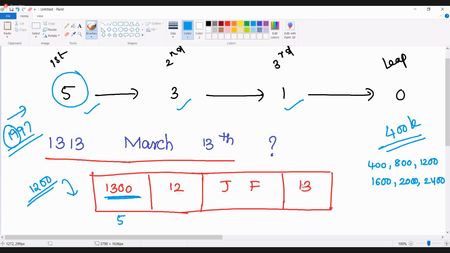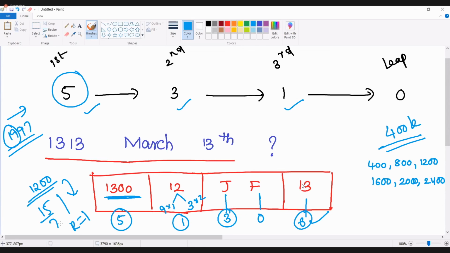So now 12 years are there. Now you know this calculation. 12 by 4, remainder is 3. This is 9. So 3 into 2, 9 into 1. 15 means the number of odd days is 1 here. January will be having 3 odd days. February will be having how many odd days? It will be 0. 13 means how many odd days? It will be 6. So 6 plus 3 plus 1, 15 you are getting. 15 by 7, remainder is 1. Remainder is 1 means the answer choice is Monday.